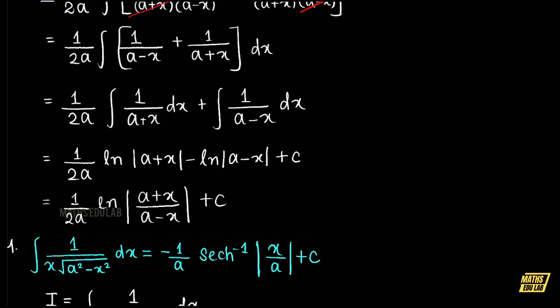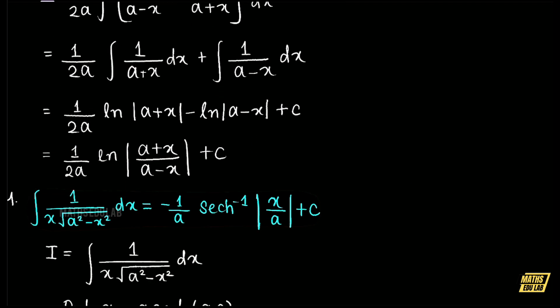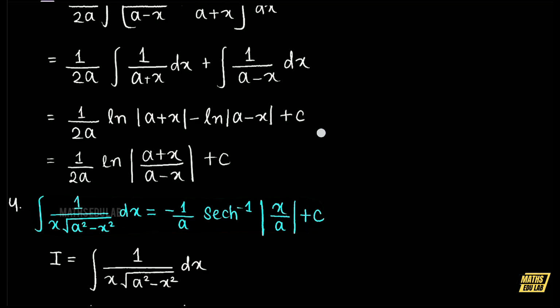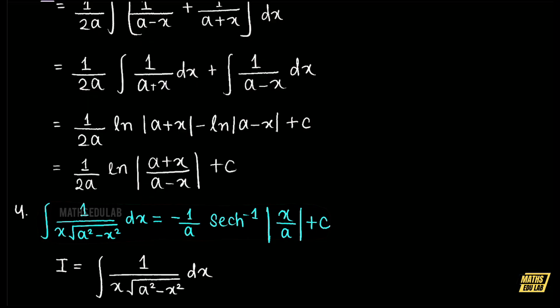On integrating this value I got 1 upon 2a ln a plus x, since it is in the minus form, minus ln a minus x plus c. Then when it is in the form of ln of a plus x minus ln of a minus x, I can write this as ln of a plus x by a minus x, mod, plus c. So this is the third formula which we have proved.